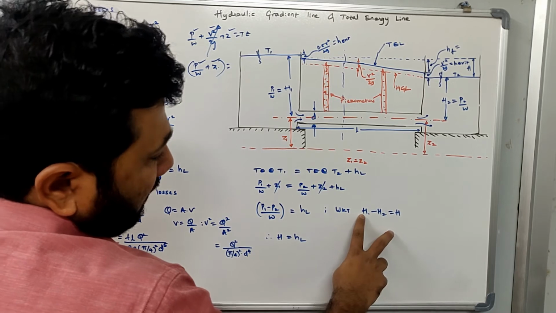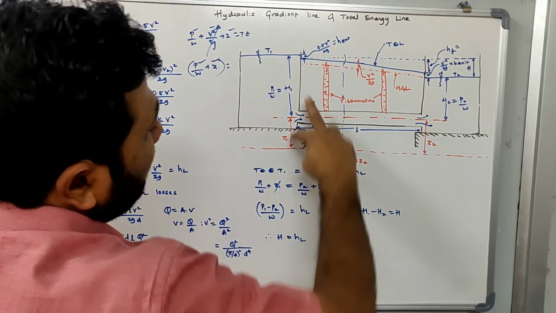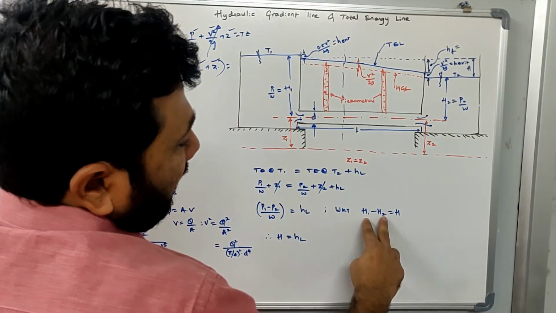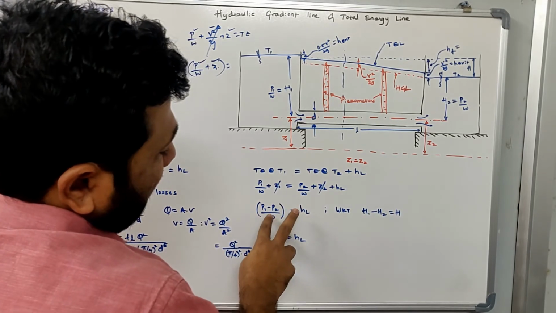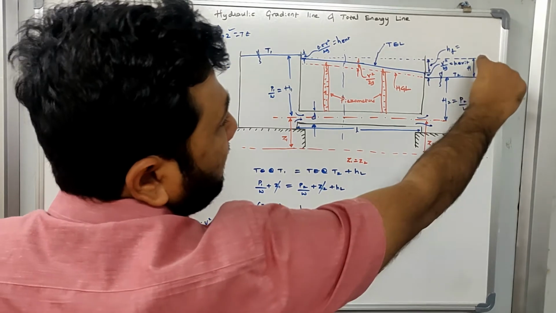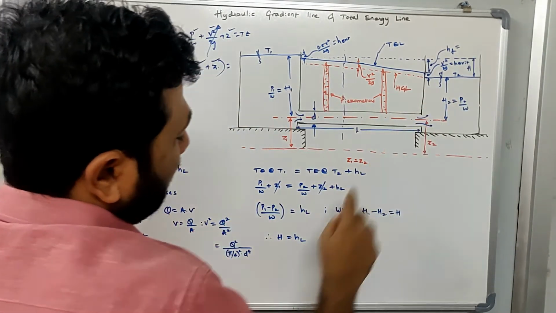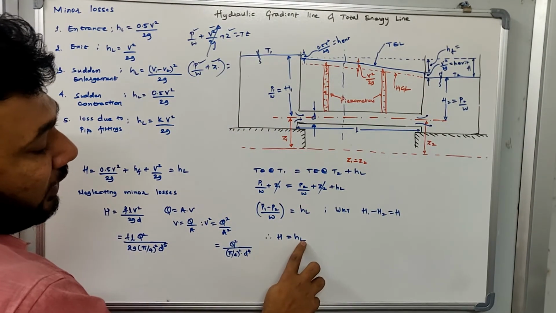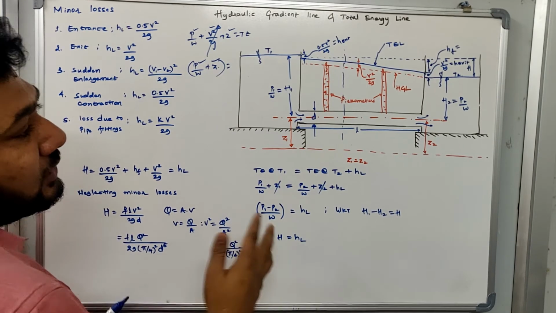So we know that H1 minus H2, what is H1? This head and this head, which is basically (P1 minus P2) by W itself. So H1 minus H2 is equal to small h. Small h is representing the difference of water level between the two tanks. So small h is nothing but your HL. What is your HL? HL is the head loss.